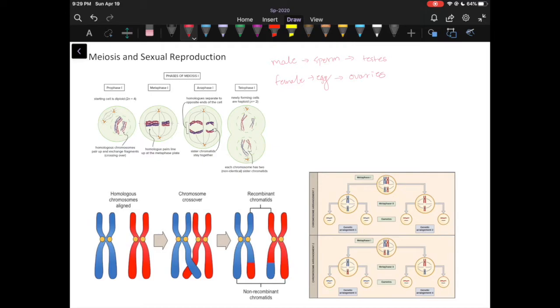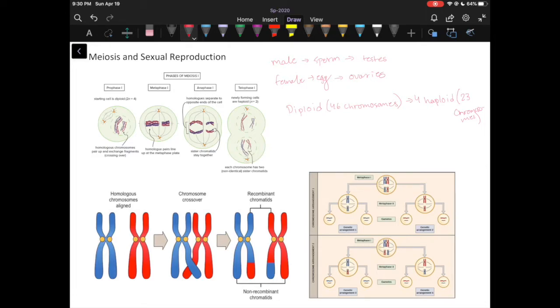Okay, so the general goal of meiosis is to go from a diploid cell containing 46 chromosomes to 4 haploid cells, each containing 23 chromosomes. So that's a broad overview of what meiosis is.